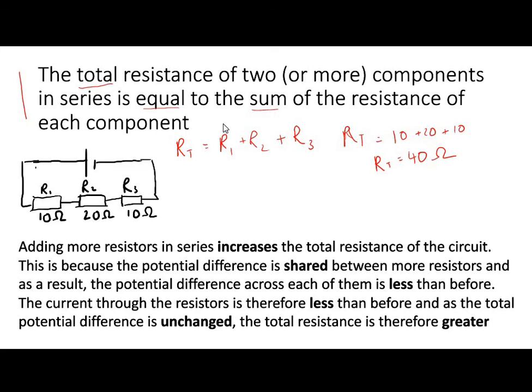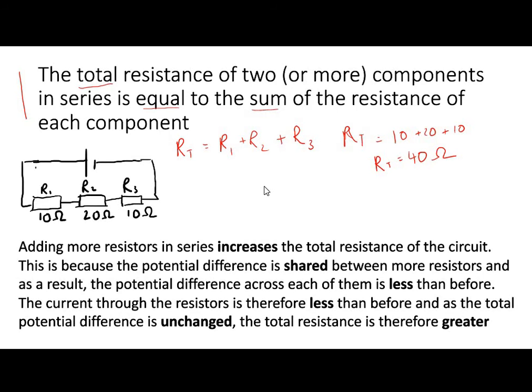So what we know therefore is that when we add more resistors in series, this increases the total resistance of the circuit because the potential difference is now shared between more resistors. Okay, so we know that the potential difference doesn't change. As a result, there's less potential difference across each of them. The current through the resistors is therefore less, and because the potential difference is unchanged, the total resistance is therefore greater.